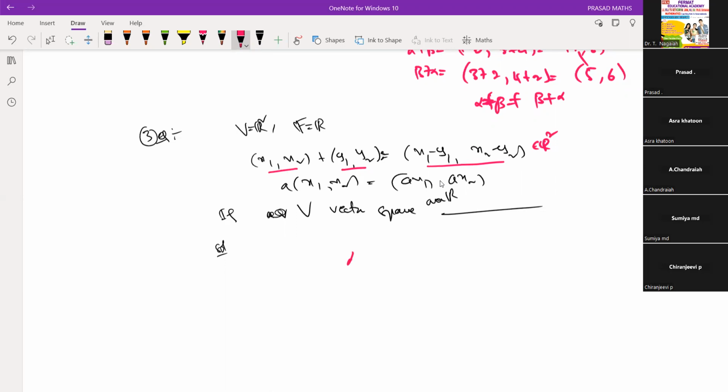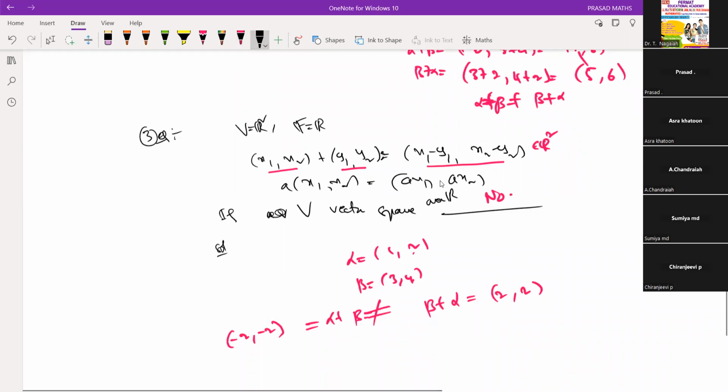The question is, if you take alpha equals (1, 2) and beta equals (3, 4), does alpha plus beta equal beta plus alpha? No, right? What is alpha plus beta? This minus this: (minus 2, minus 2). So alpha plus beta is this. What is beta plus alpha? 3 minus 1 is 2, and 4 minus 2 is 2, so (2, 2). Therefore, they are not equal. Therefore, alpha plus beta is not equal to beta plus alpha. Hence, it is not a vector space, right?